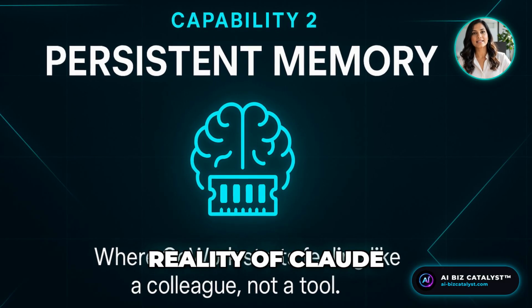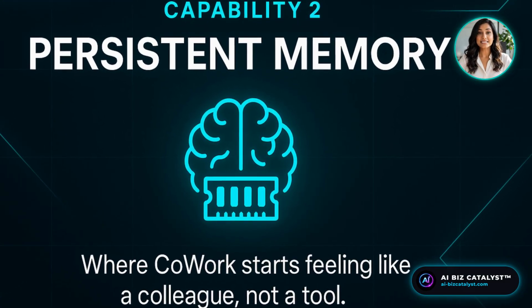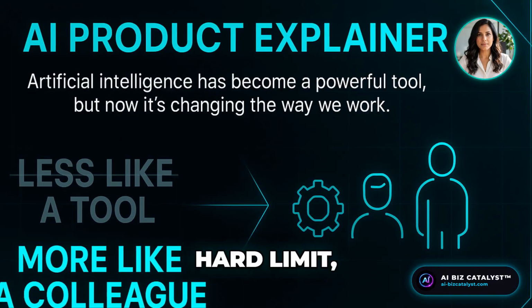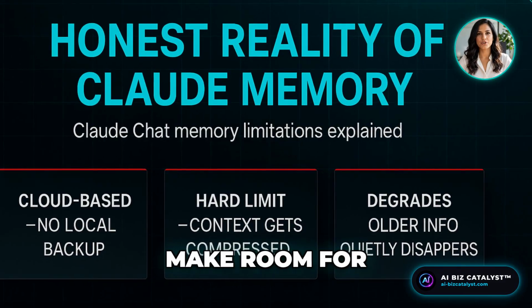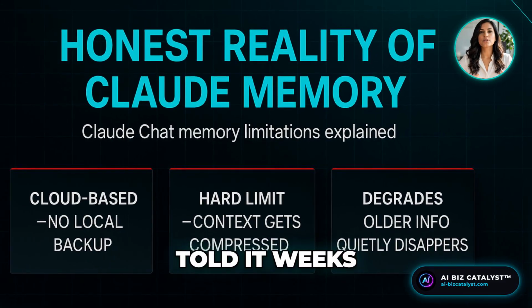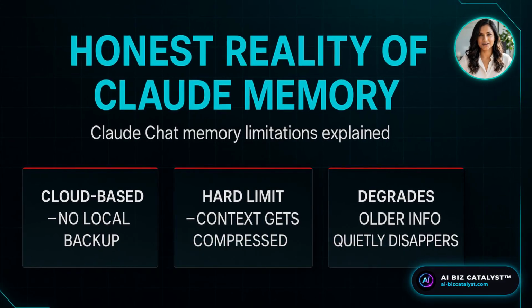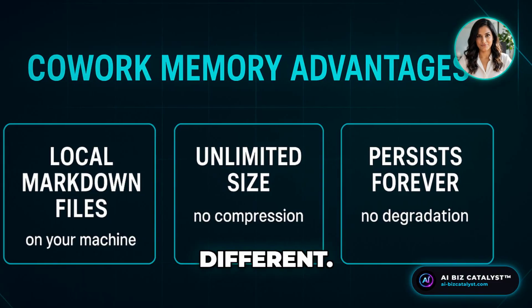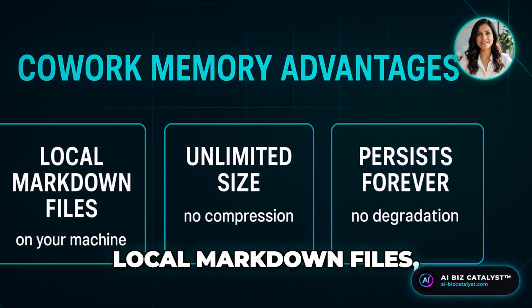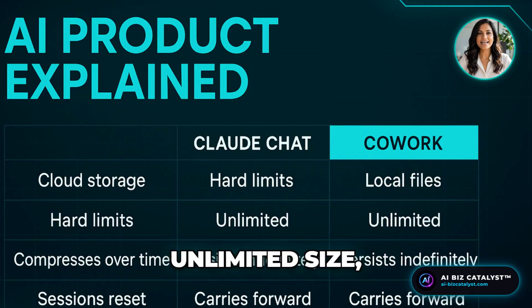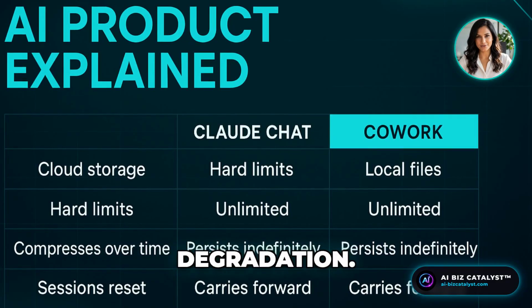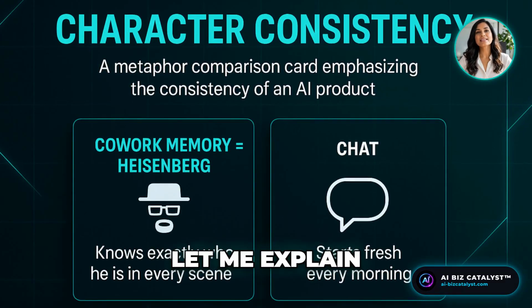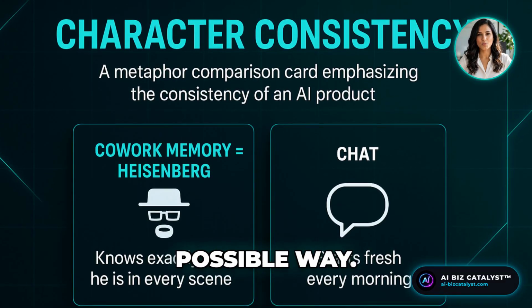Here's the honest reality of Claude Chat's memory. It's cloud-based, it has a hard limit, and over time the system compresses older context to make room for new. Important things you told it weeks ago may have quietly disappeared. CoWork's memory is different. It stores to local markdown files, unlimited size, unlimited history, and it persists across sessions without degradation.